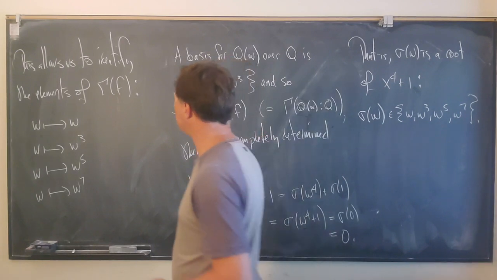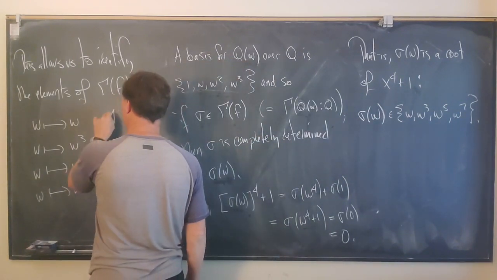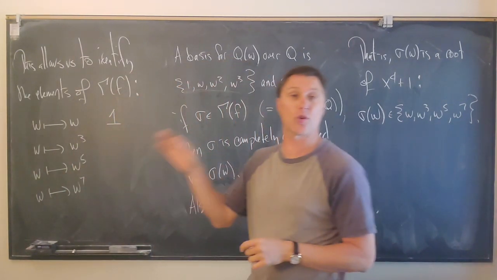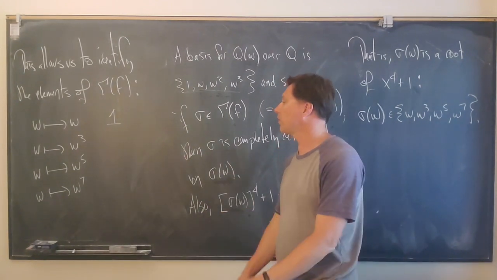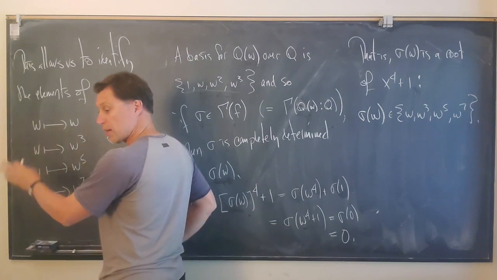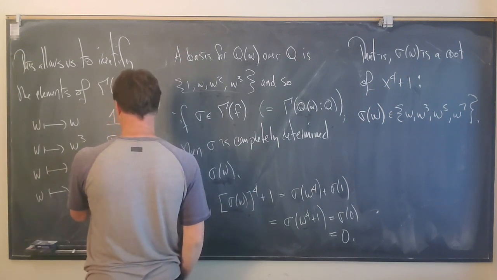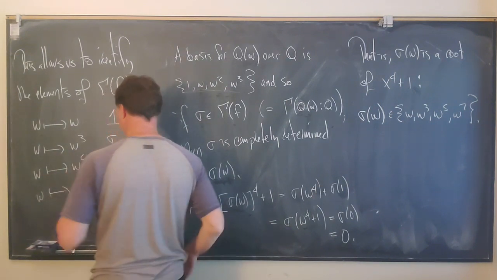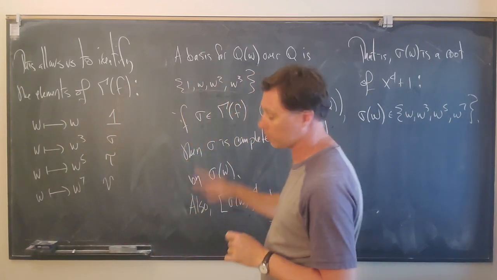And I want to give each one of these names. Of course, this one is the identity. If it sends omega to omega, then it sends everybody to itself. Then I want to call this one sigma, the one that sends omega to omega cubed. This one I'll call tau, and then the last one I'll call upsilon. So we got sigma, tau, upsilon, plus the identity.